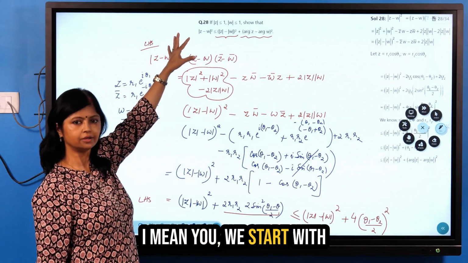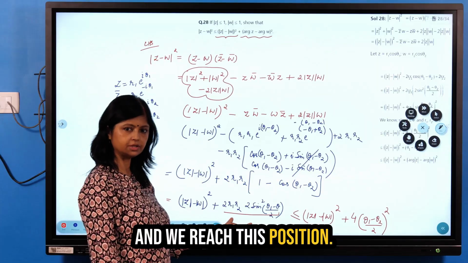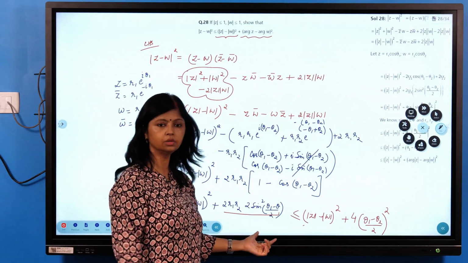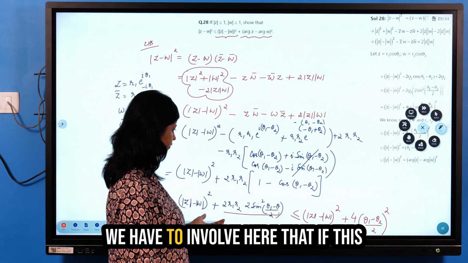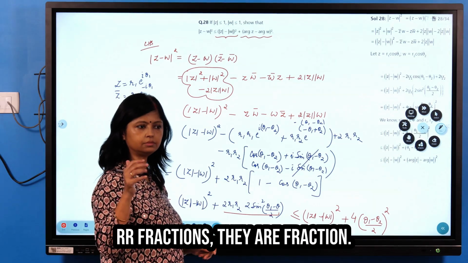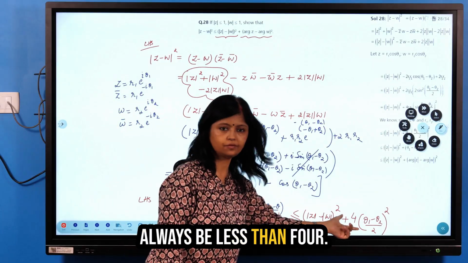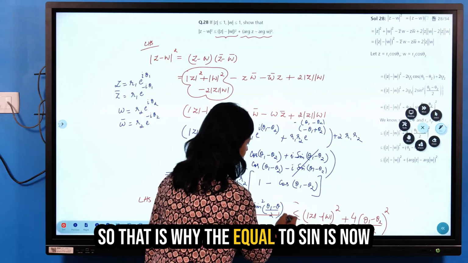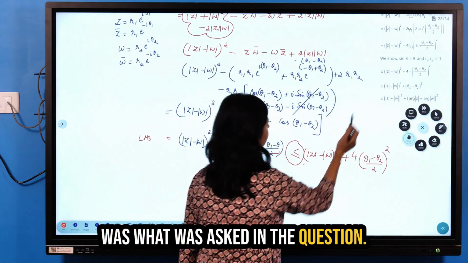I mean, we start with something very obvious, then we just multiply everything and we reach this position. And this is where I think we have to go back to what was asked in the question. We have to now go back into the basics of trigonometry and a little bit of inequality we have to involve here. That if R1, R2 are fractions, they are always less than 1. So that means they will always be less than 4. And I am replacing it with something which is more. So that is why the equal to sign is now replaced with less than or equal, which was what was asked in the question.